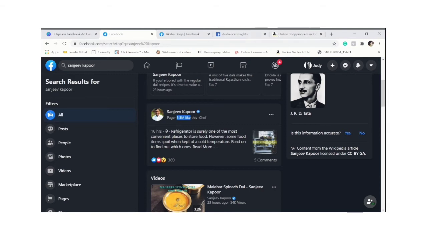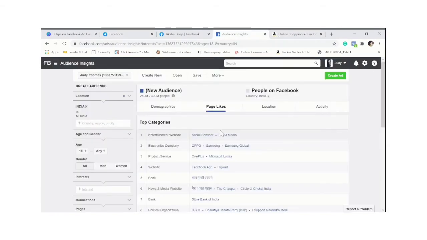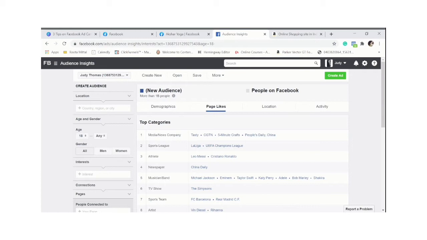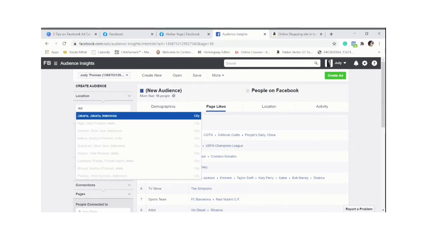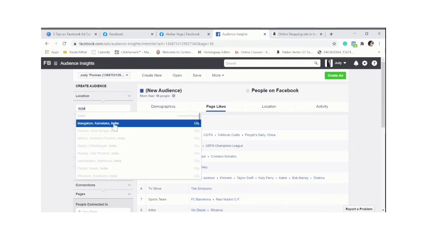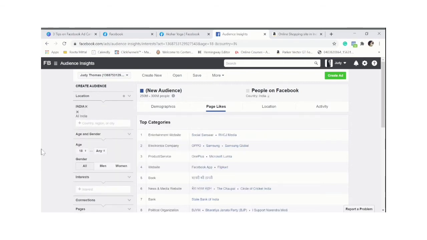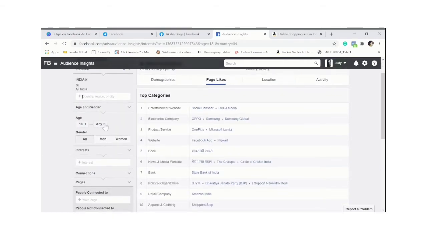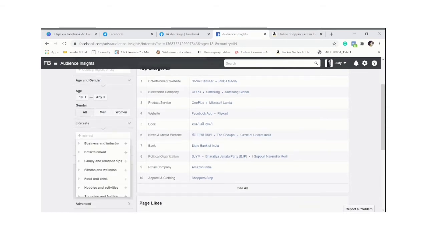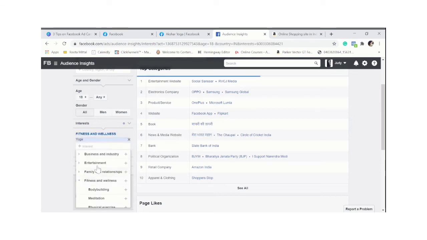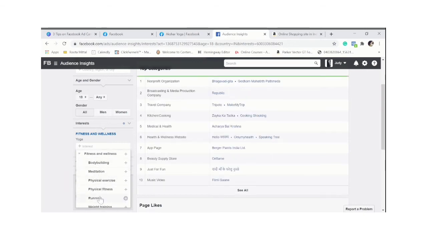Now for this, I will go to Audience Insights. Okay, guys, I'll go to Audience Insights. I'll put the location. So I'm putting India. Now, I'm not going to do anything about age right now. Then interest, guys. Interest is there. So in fitness and wellness, I will go for yoga. Okay, what else do we have? Meditation is also there.